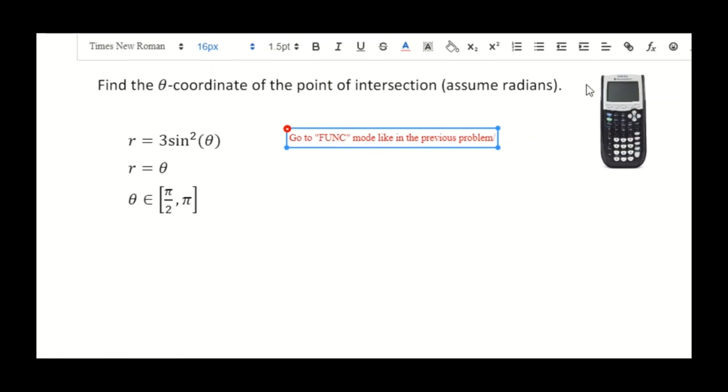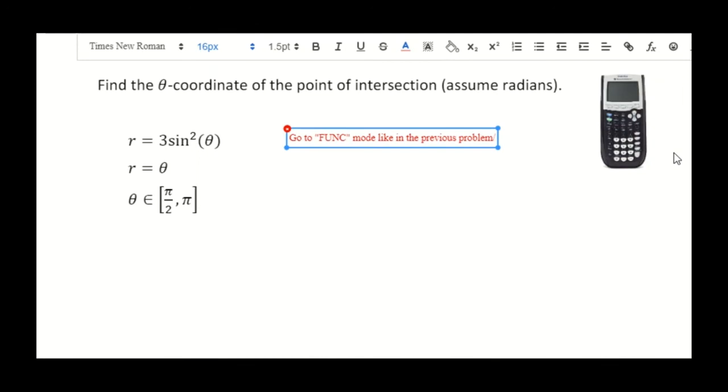So doing sine squared theta, you have to put the squared on the outside, just the way the calculator's set up. So just be aware of that. And then the second equation is just theta. All right. So we're going to look for the intersection point in between pi over 2 and pi. So let's change our window to go from pi over 2 to pi, so that we're not seeing any other potential intersections that occur.